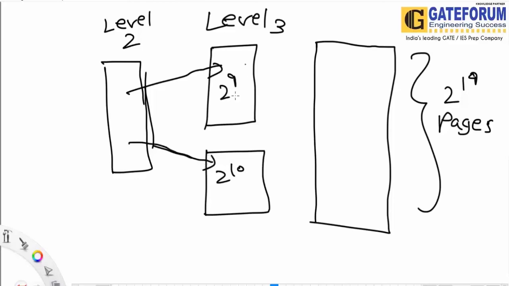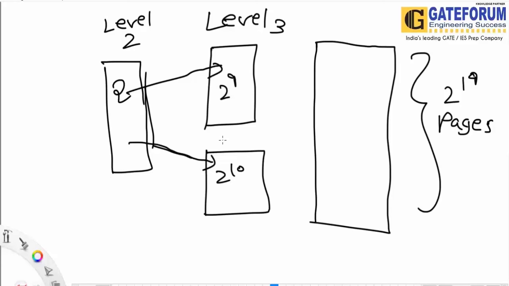Okay, so we have 2 raised to 9 pages present here, and 2 raised to 9, 2 raised to 10, which is the total number of level 3 page tables required. For level 2 we will require two different entries. For level 3 we require 2 raised to 10. Why 2 raised to 10?